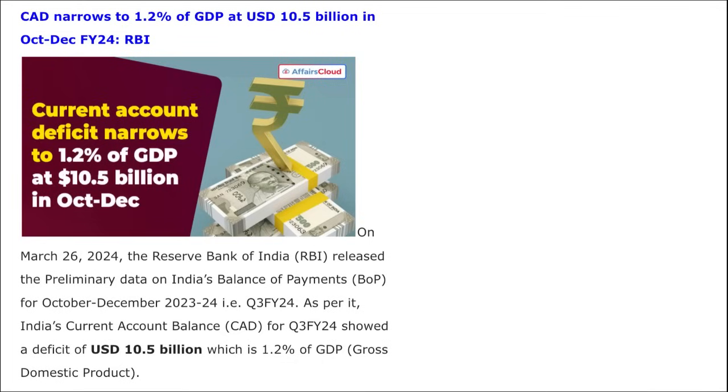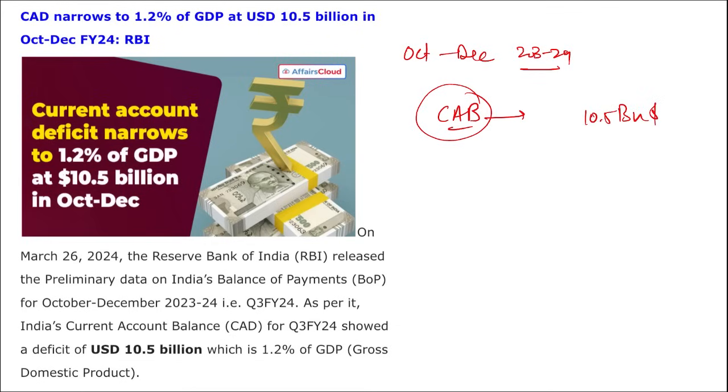Next is RBI. They have released preliminary data on India's balance of payments for October to December of 23-24. Right, that is the third quarter of fiscal year 24. And as per it, India's current account balance for the third quarter showed a deficit of $10.5 billion, that is 1.2% of the GDP, that is gross domestic product, right? And this is lower than the second quarter of fiscal year 24, that was close to $11.4 billion, that was 1.3% of the GDP, which was also less compared to the third quarter of fiscal year 23, that was 2% of the GDP, right?